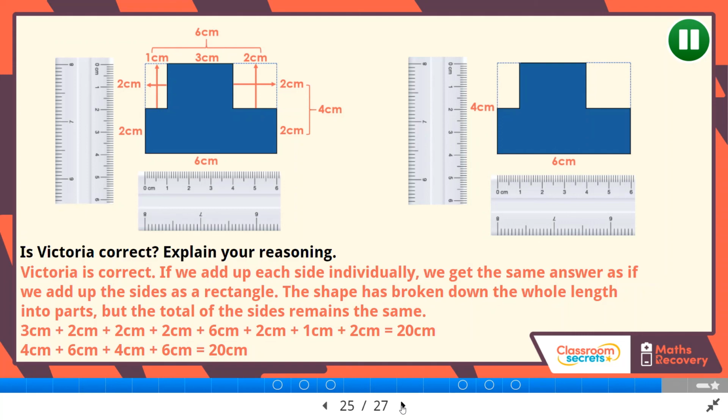As all measurements are in centimetres, 3 add 2, add 2, add 2, add 6, add 2, add 1, add 2 equals 20 centimetres. And 4 add 6, add 4, add 6 equals 20 centimetres.